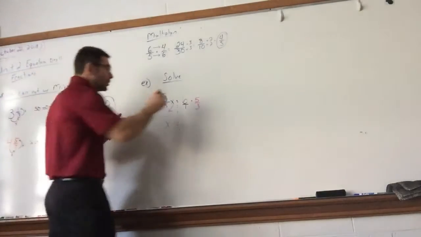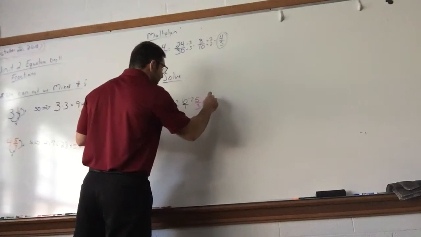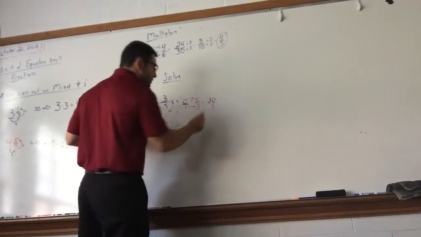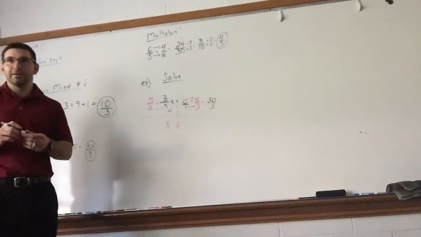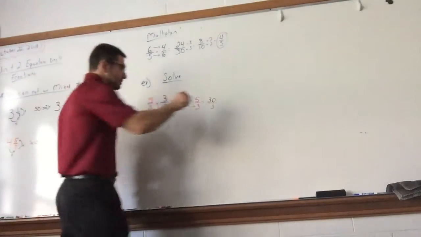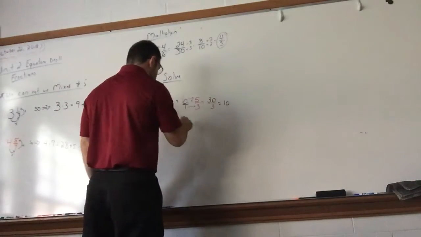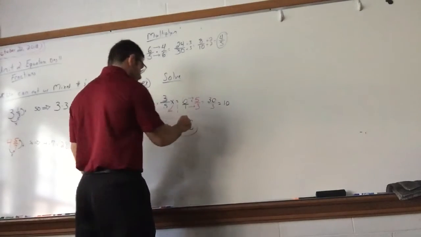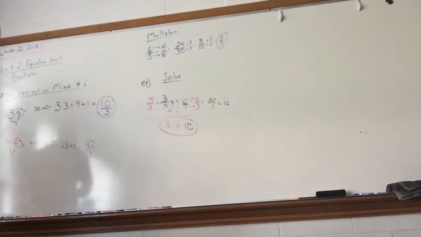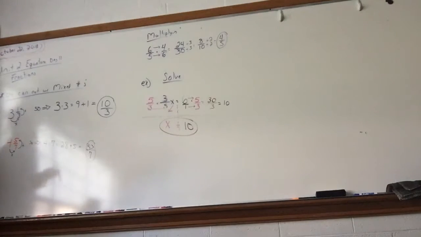Okay, so now I'm going to multiply across. 6 times 5 is 30. 1 times 3 is 3. Am I done there? No. What is 30 divided by 3? 10. So x equals 10. Is that hard? No. It's multiplying by the reciprocal.